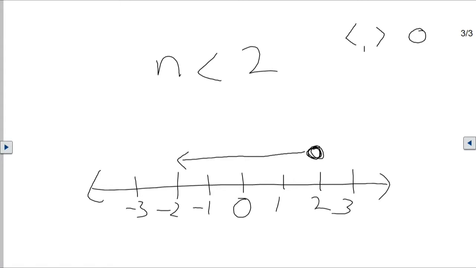So then we're looking at that way. If you're not sure which way the line goes, just pick a number and try it. 0. Is 0 less than 2? Well, yeah, it is. So the line would point towards 0.